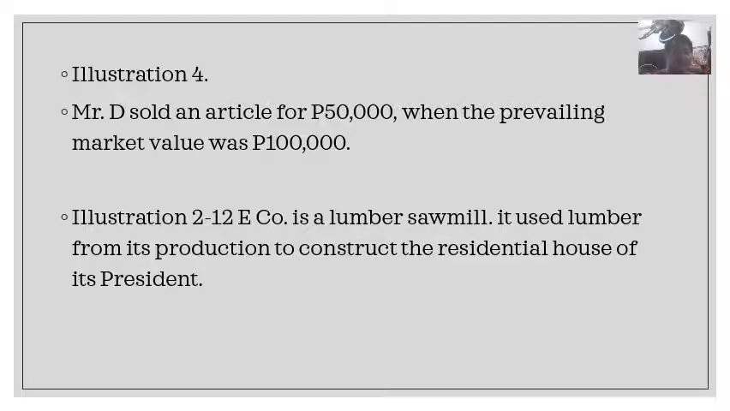Another illustration, Mr. D sold an article for 50,000. However, the article has a prevailing market value of 100,000. So, yung selling price of 50,000 compared dun sa market value ng item is grossly inadequate. Parang kalahati lang kasi yung selling price niya. So, in this case, the Commissioner of the Internal Revenue will decide kung ano ang magiging tax base.